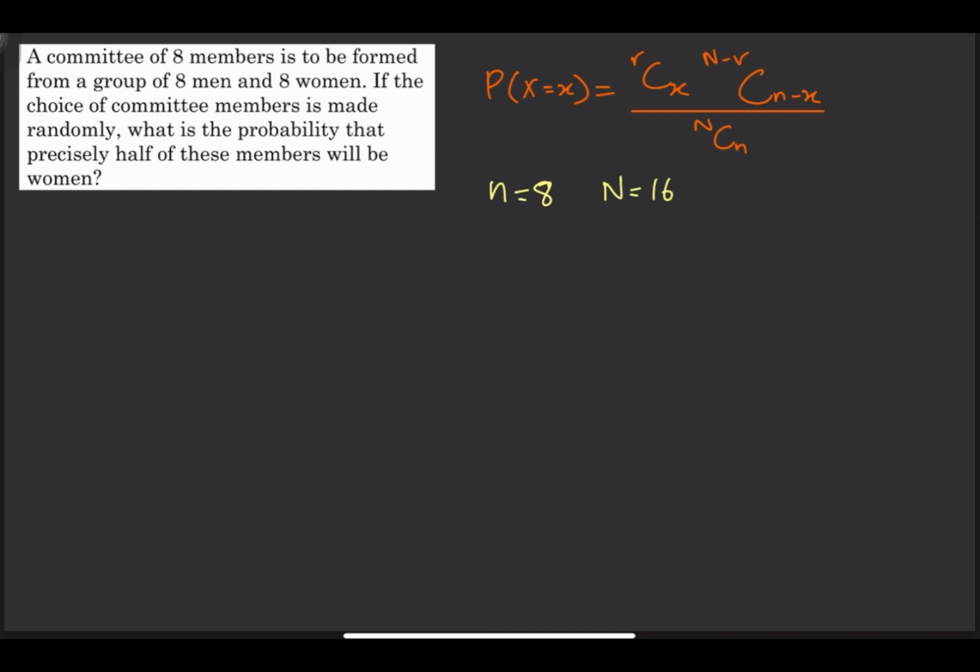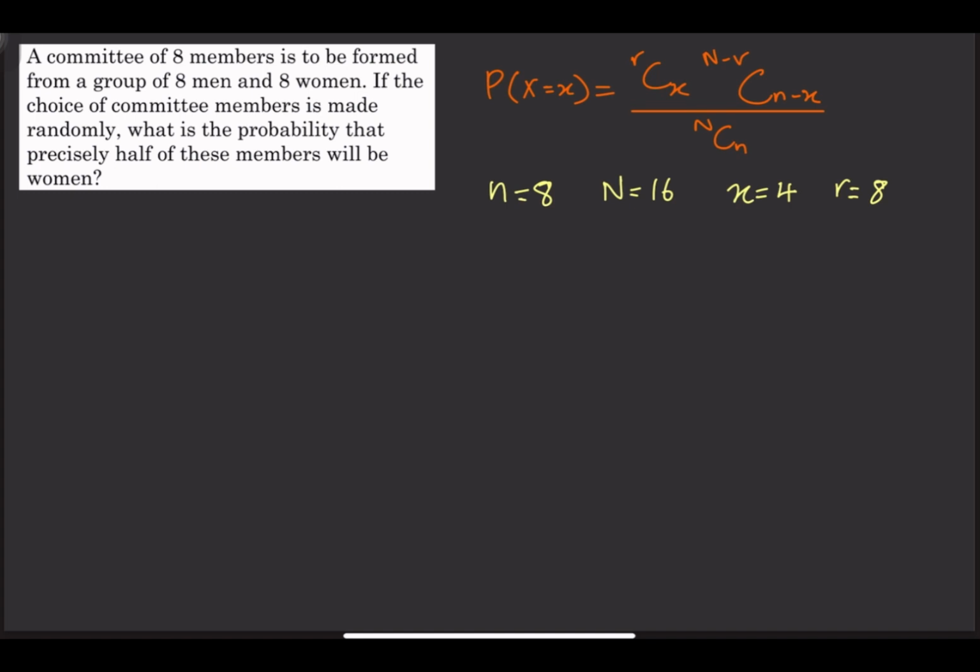So what are we trying to find? We are trying to find that half the members are women. That means there are 4 out of 8, right? So we pick 4 women. And now we want to know how many successes there are in the population, R. That will be 8 women in total. There are 8 possible successes in the population, and we want to pick 4.